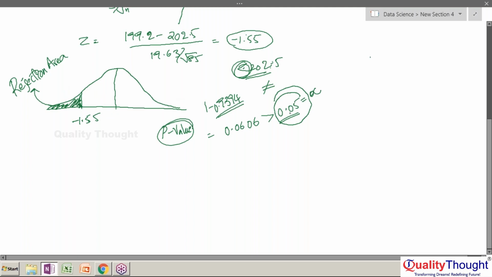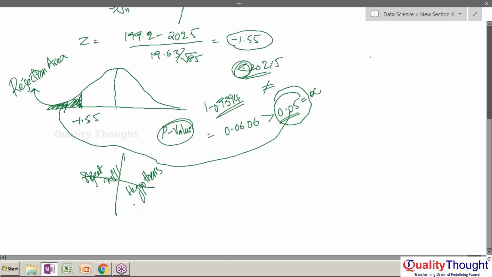Yes. Does this 0.05 come under this rejection area? Hence, we need to reject the null hypothesis. Is it? Wrong. Will this 0.05 come under the rejection area? Someone tell me. Yes or no?